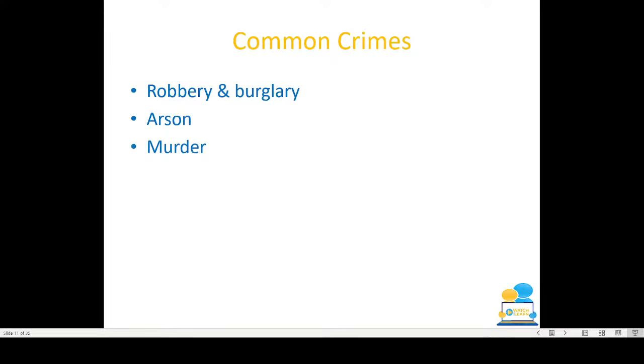So some of the common crimes in Rome, which would still be kind of common today, we have robbery and burglary. We also have arson, which is burning down buildings, and then finally murder, okay? So these would have been probably our 4 most common crimes that would have taken place in Rome at this time. And there was different levels of punishment and different forms of punishment based around these crimes that had been committed.